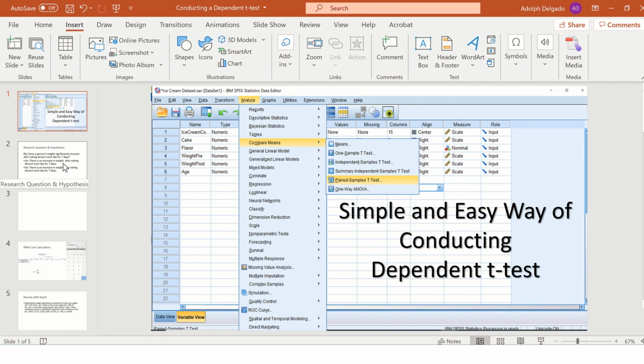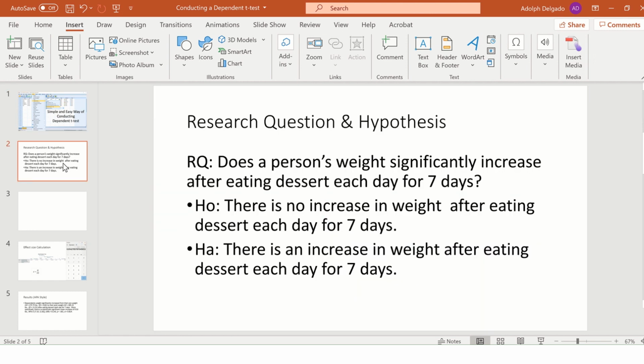I want to start off by giving you a hypothetical situation, meaning I want to provide you a research question and a hypothesis so you can make sense of the data. So, my research question is, does a person's weight significantly increase after eating dessert each day for 7 days? My null hypothesis is, there is no increase in weight after eating dessert each day for 7 days. And my alternative hypothesis is, there is an increase in weight after eating dessert each day for 7 days.